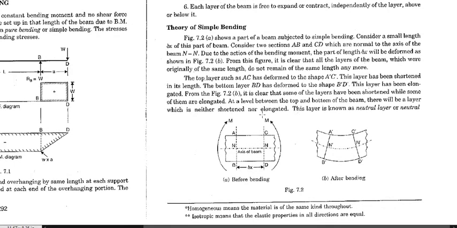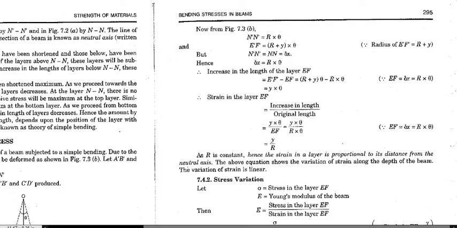When the load is applied, after the bending its shape is like this, where A'C' is the fiber which is in compression, and B'D' is the fiber which is in tension, and this is the neutral axis, which is neither in tension nor compression. So these two cases will be there.